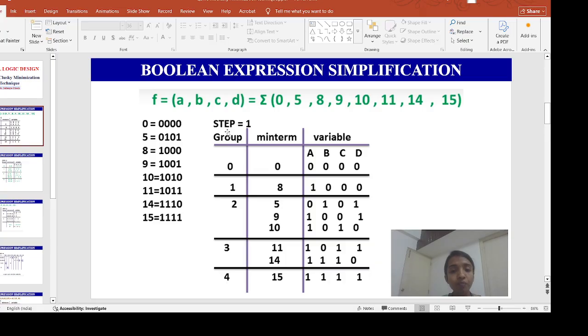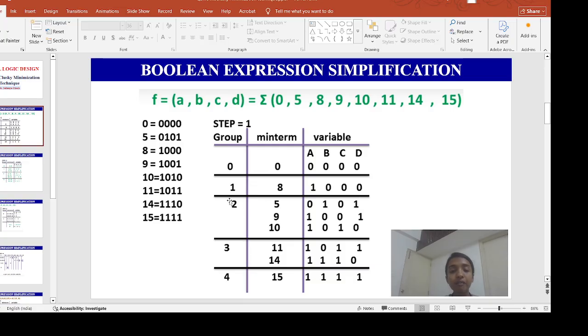Okay. So see, for 0, there are no ones, all zeros. So the corresponding min term is 0. And since it is a 4 variable function, we have to write 0, 0, 0, 0. Now we have to identify the group where the number of 1 is 1. So we can see in 8 the number of 1 is 1. So we have to write that corresponding min term, and 8 we know is 1000.